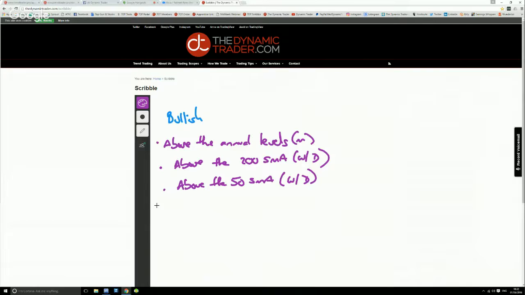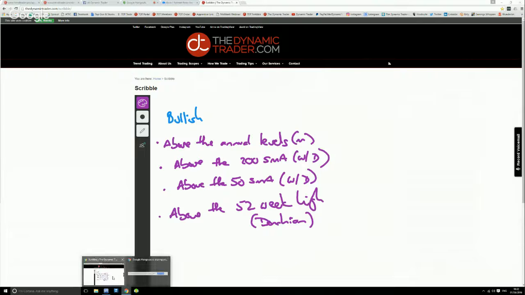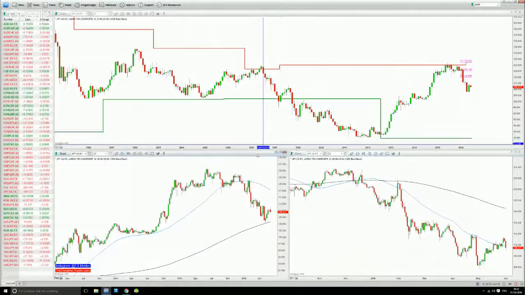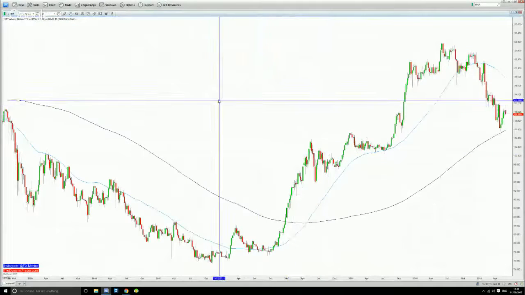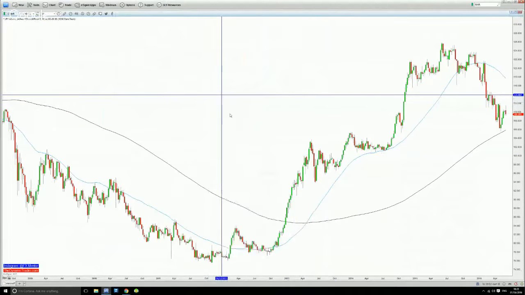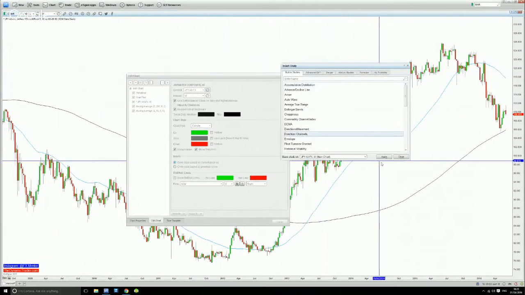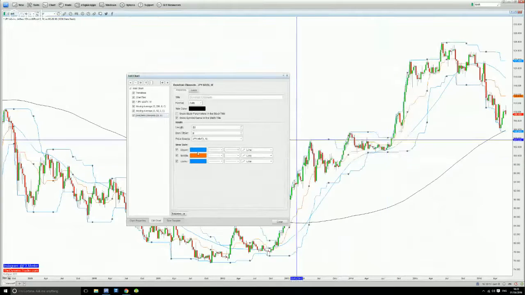In addition to that, I want to be above the 52-week high. Something that you can use to represent that is the Donchian channel. So let's go to my chart and open up the weekly chart right here. If I go to edit chart, let's bring up Donchian channels, apply, close.